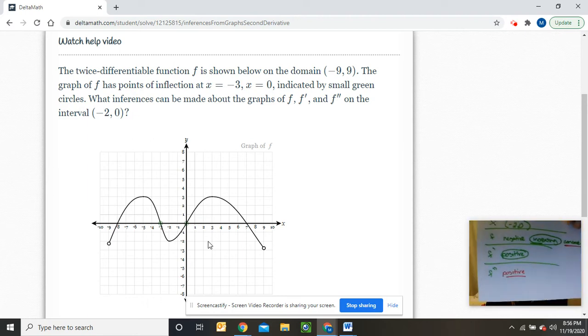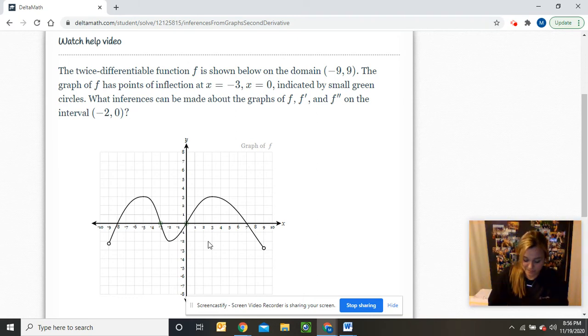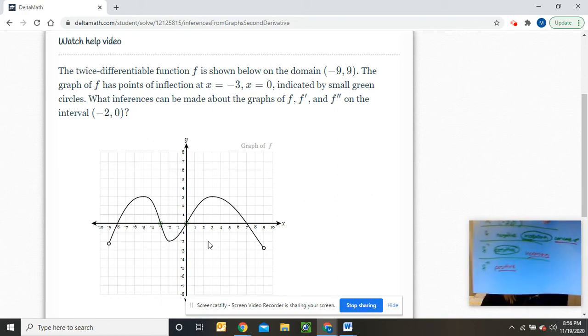Positive. So f double prime is positive. And let's think about this. F double prime is the slope of f prime. That means f prime is going to be increasing. Ta-da! We did it.